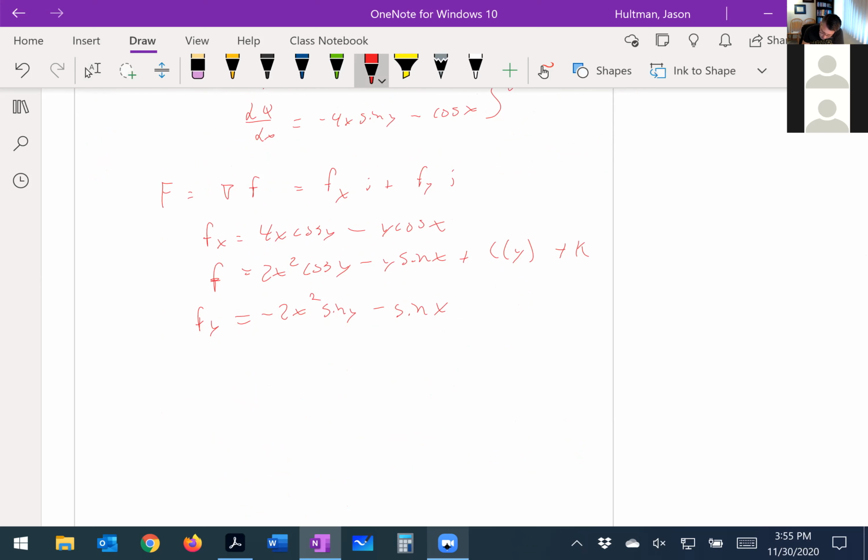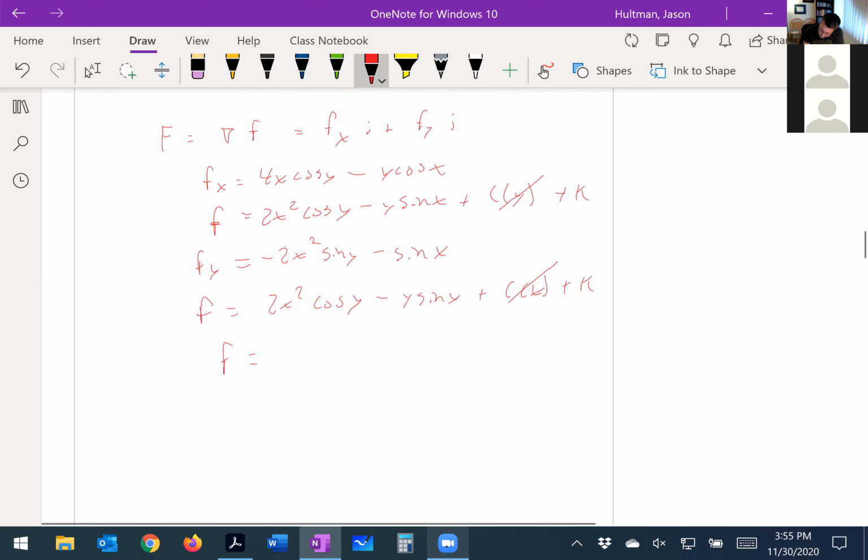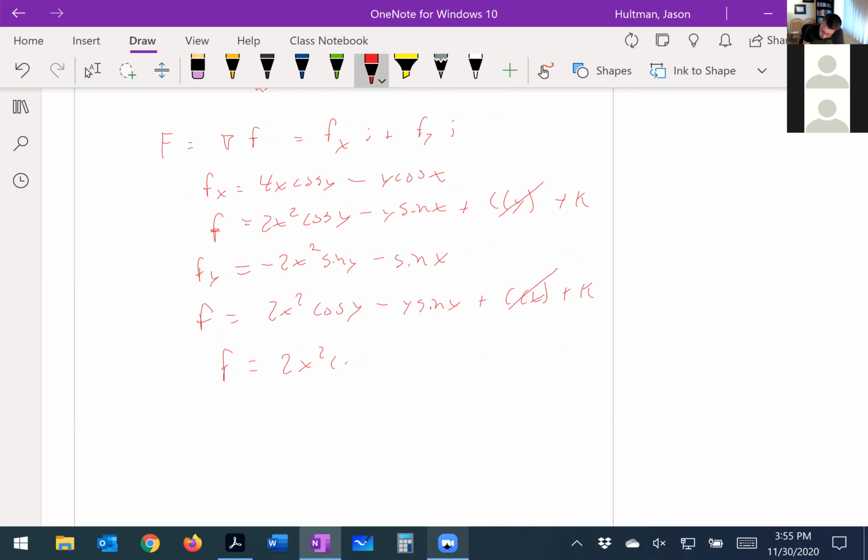So we have f is equal to, the integral of sine is negative cosine. So that becomes a negative times a negative, this just becomes 2x squared cosine y minus, this is going to be y sine x, that's cool. Plus something in terms of x and a constant, but there was nothing that came out just in terms of a y or an x, so we can get rid of that. So the original function would be f is equal to 2x squared cosine y minus y sine x plus k. So that would be my parent function.